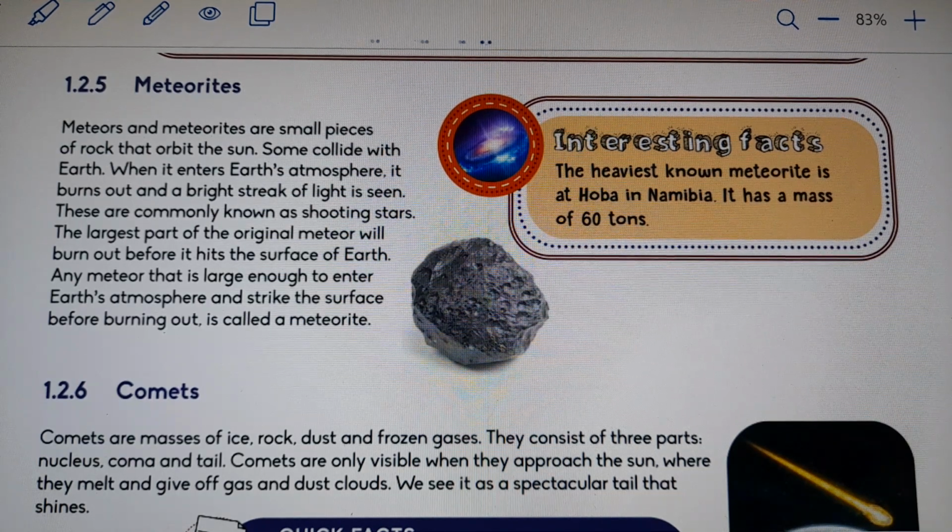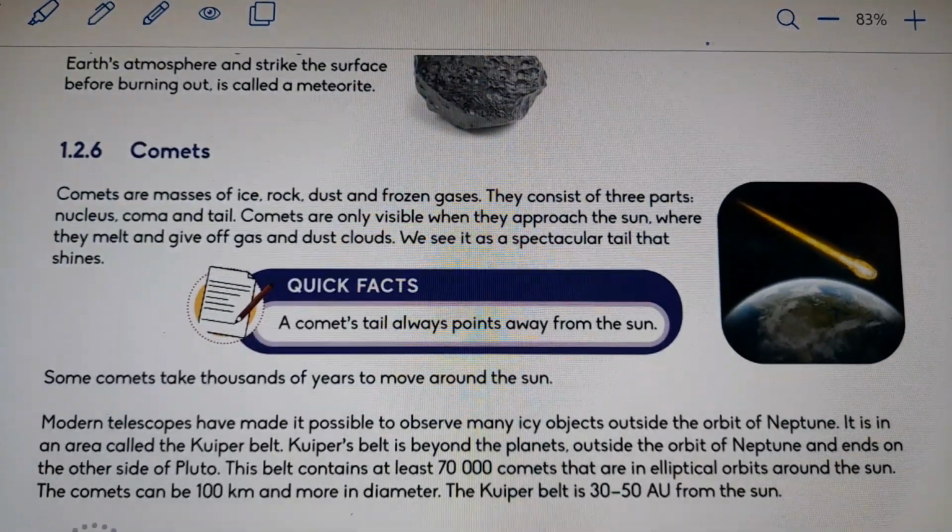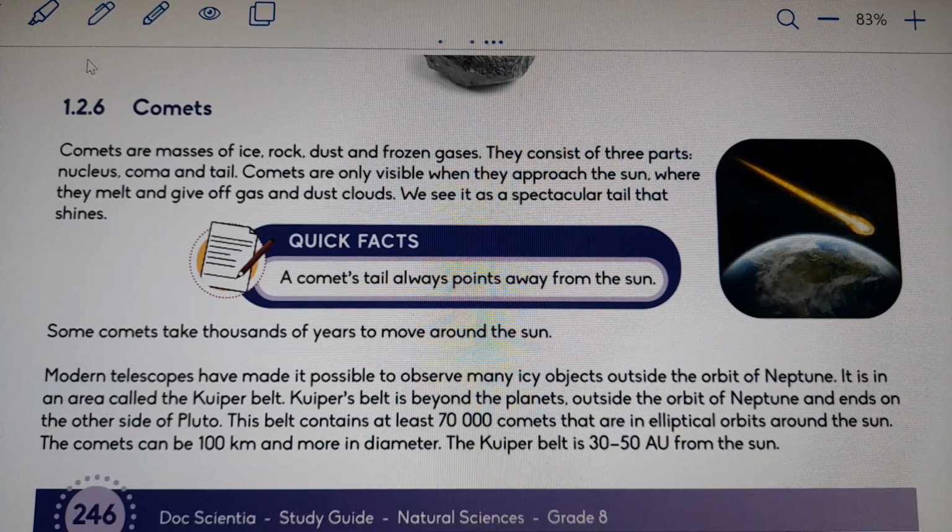Now we go to the last object around the planet. Is it the last one? I think so. Comets. Comets are masses of ice, rock, dust, and frozen gases. They consist of three parts. They've got a nucleus, a coma, and a tail.